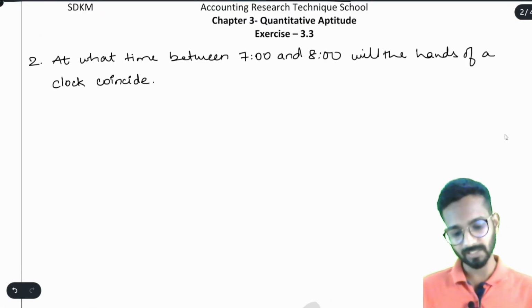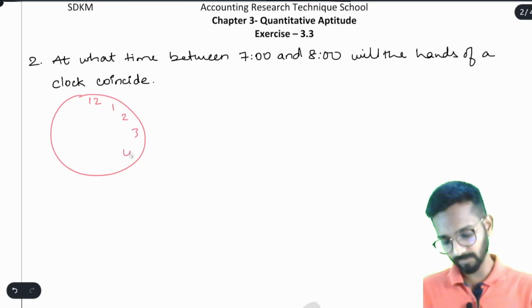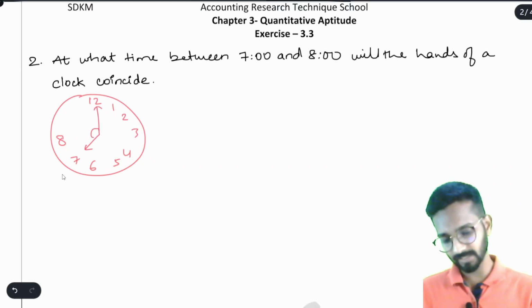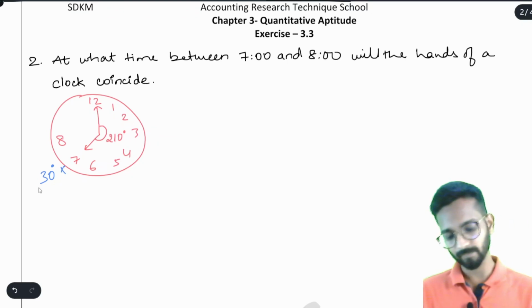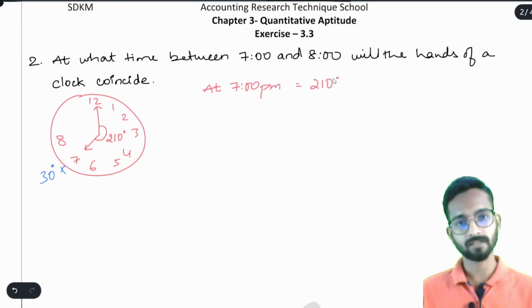At what time between 7 and 8 will the hands of the clock coincide? Very simple again. 12, 1, 2, 3, 4, 5, 6, 7, 8. First, at 7 o'clock, what is the angle it is making? 7 means just multiply by 30 degrees. This angle is already 210 degrees. So at 7 o'clock it is 210 degrees. Very simple.